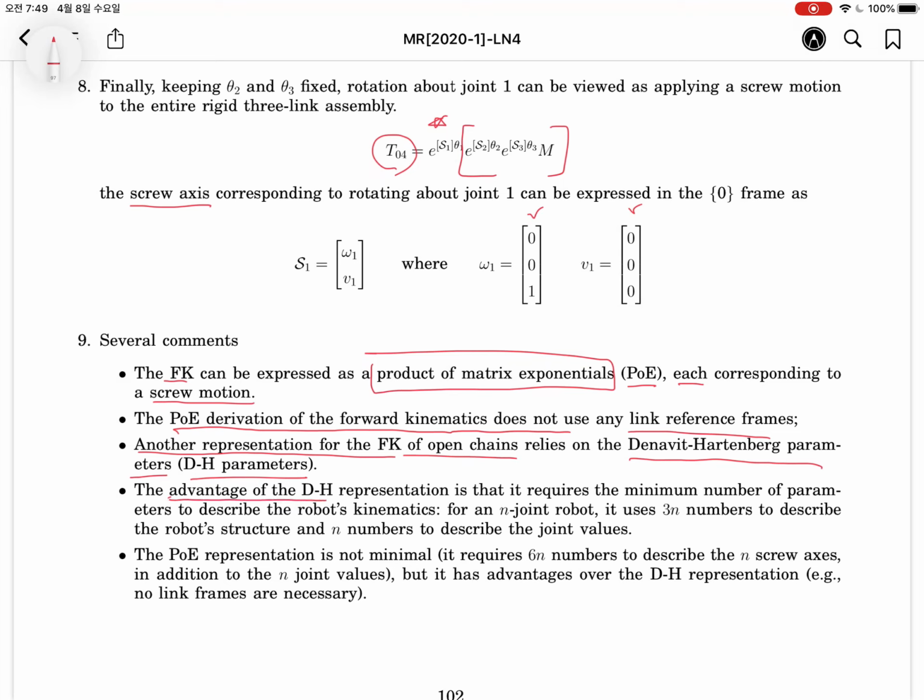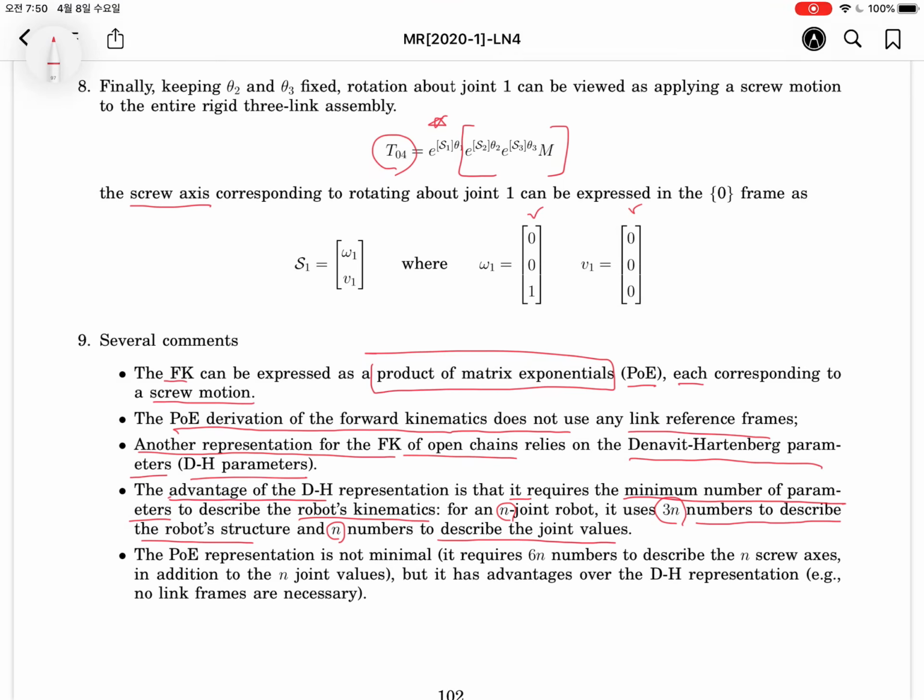Okay, the advantage of DH notation is that it requires the minimum number of parameters. It makes the computation efficient to derive the robot kinematics. For example, for an n-joint robot system, 3n numbers are required to describe the robot structure, and n numbers are required to describe the joint variables. These 4n numbers will be the minimum to describe the kinematic structure and the variables.